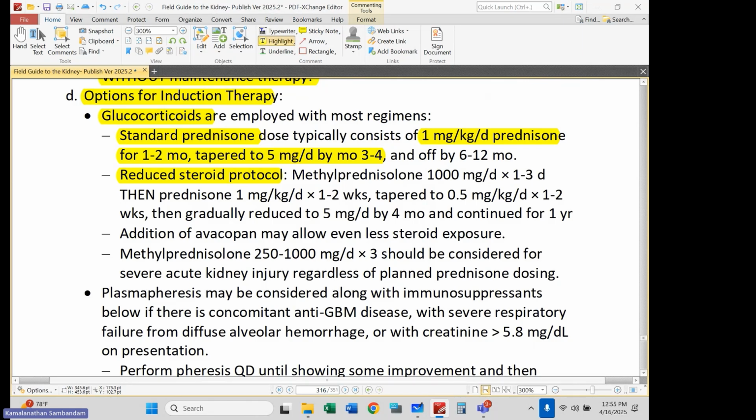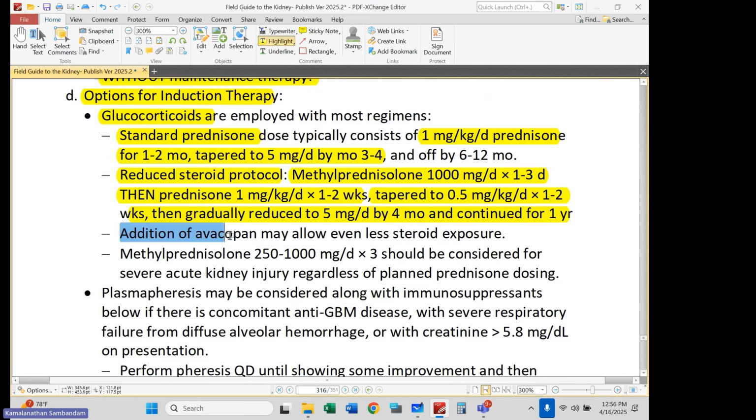explicitly prescribing this. They literally write the prednisone script with this in the pharmacy instructions. So Solumedrol for 1 to 3 days, then prednisone 1 mg per kg for 2 weeks, tapered in this form. I won't read it to you. You can read it. Okay.